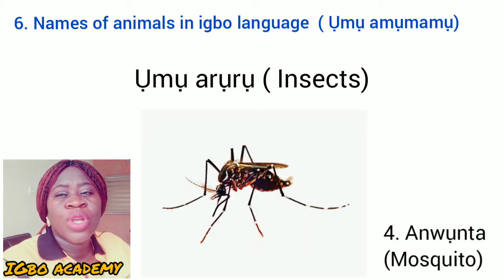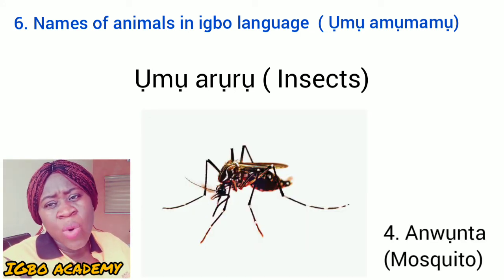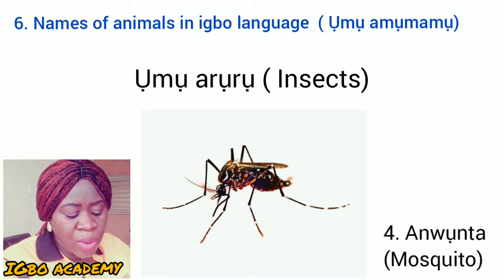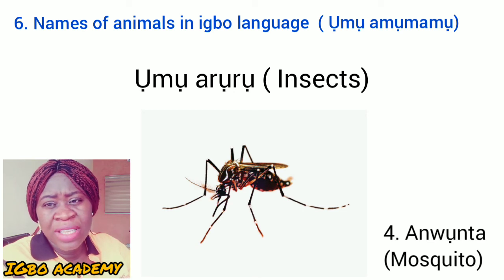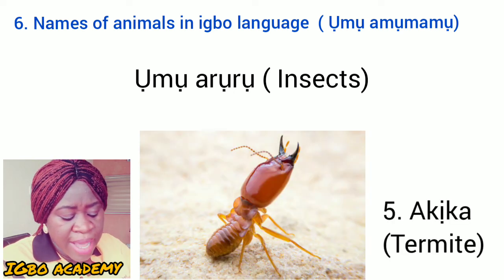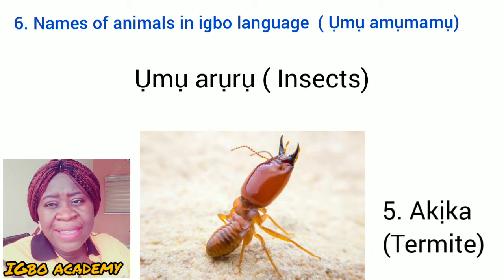Mosquito is called anwụnta. That's number four. The termite is called akika. Termites, you know, the ones that used to eat wood. It is called akika.